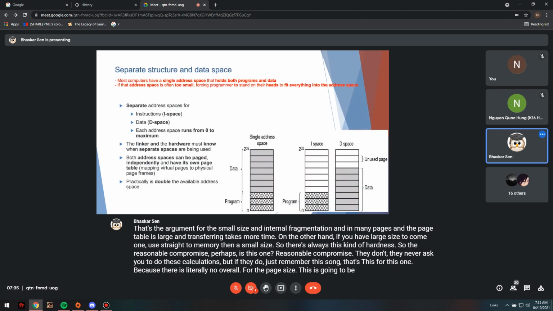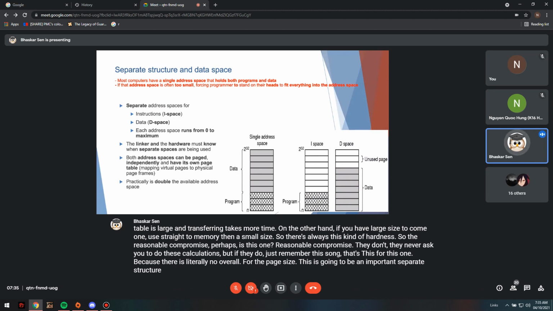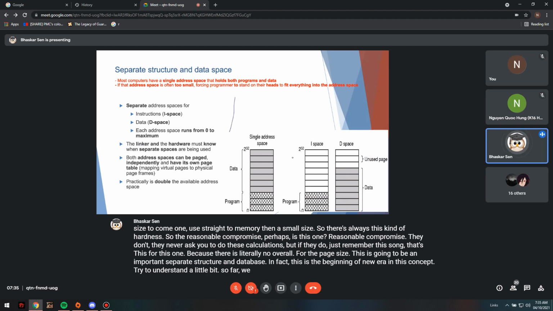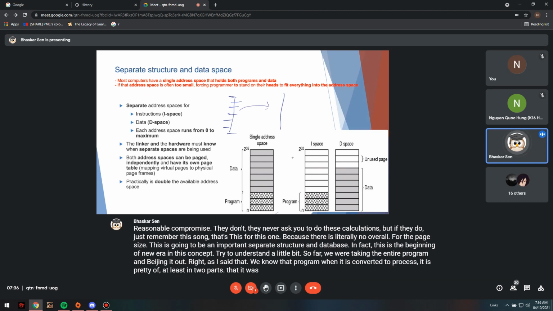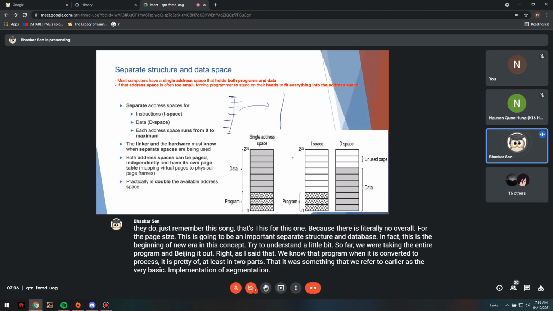This is going to be an important separate structure and database. In fact, this is the beginning of a new era in this concept. Try to understand a little bit. So far, we were taking the entire program and paging it out. But we know that a program, when it is converted into a process, is split up at least in two parts. That was something we referred to earlier as the very basic implementation of segmentation that the OS does.